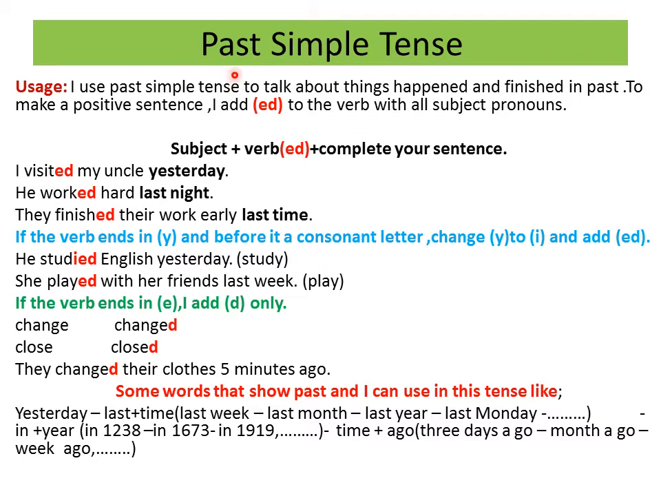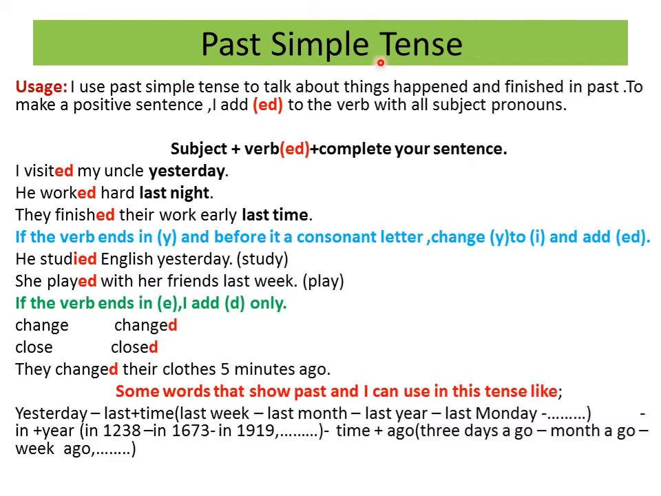Today we will learn together past simple tense. Past means happened before, not now. Already something happened before. The usage: I use past simple tense to talk about things that happened and finished in the past. To make a positive sentence, how do we make a positive sentence? Just add ed to the verb with all subject pronouns.